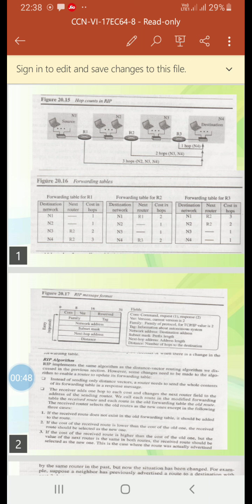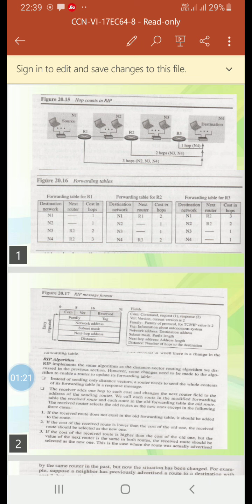To make the implementation of the cost simpler, the cost is defined as the number of hops, which means the number of networks, that is subnets, a packet needs to travel through from the source router to the final destination host. The network in which the source host is connected is not counted in this calculation because the forwarding table is not used by the source host.